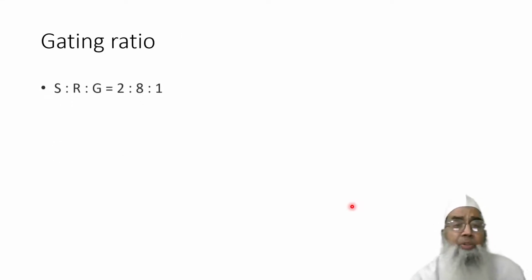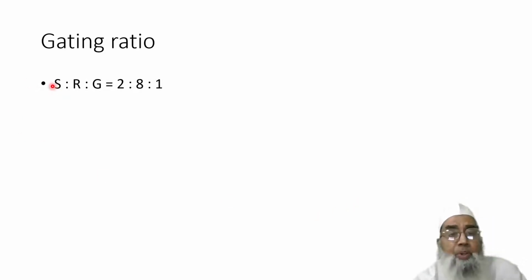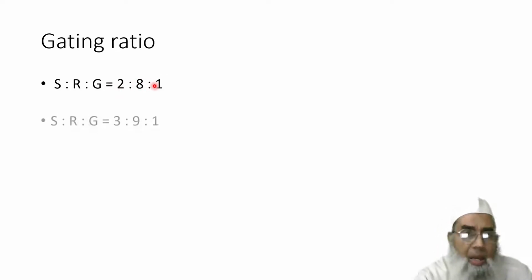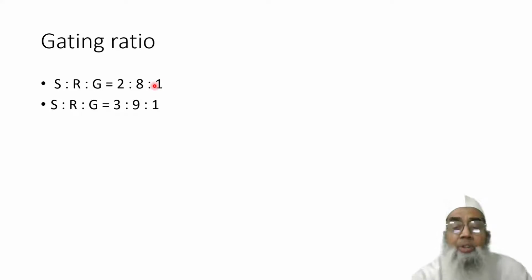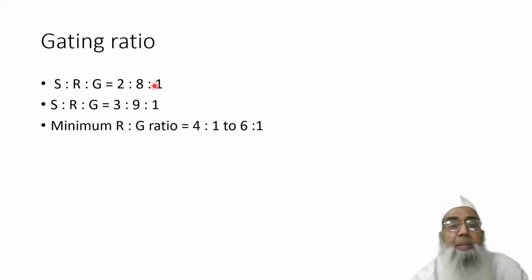Now, the gating ratio, from sprue to runner to ingate. Generally, it is a pressurized one, as the specific gravity is high. Therefore, we generally go for pressurized casting, 2 is to 8 is to 1, and also 3 is to 9 is to 1 can be the minimum gating ratio. The ratio between the runner and the gate is from 4 is to 1 to 6 is to 1.